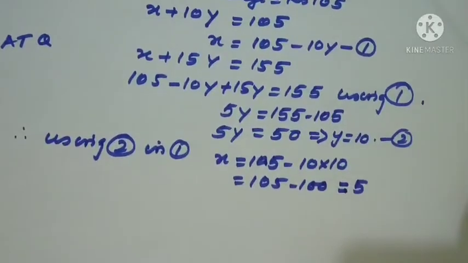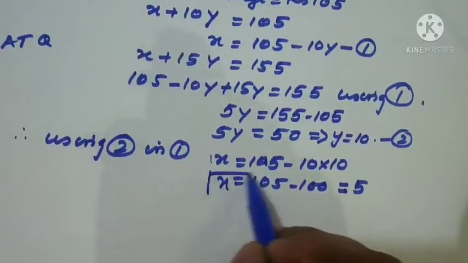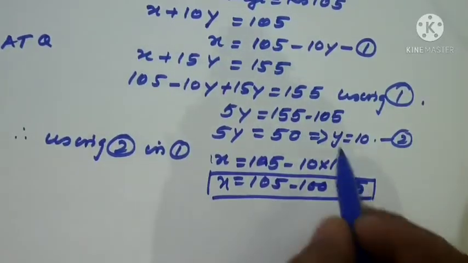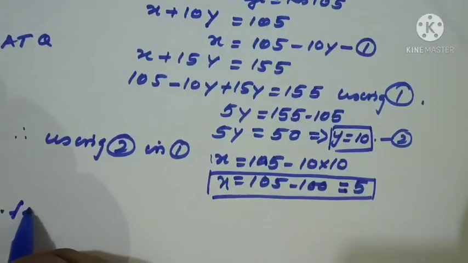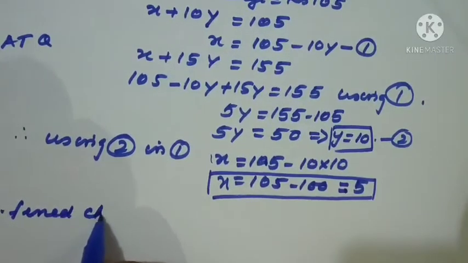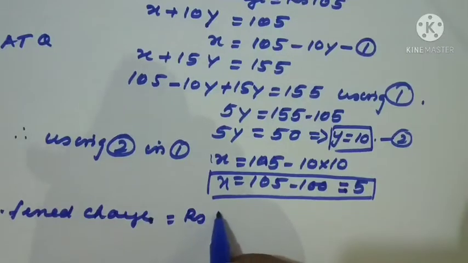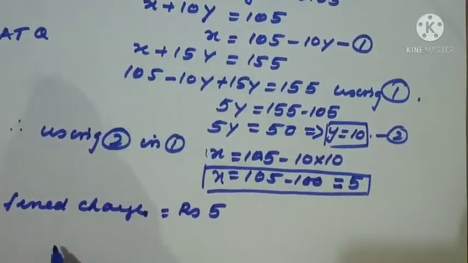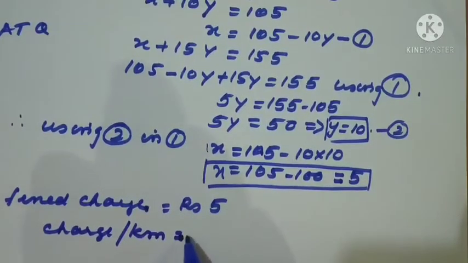So what is the meaning of x? We got x equal to 5, right? And y equal to 10. That means the fixed charge is equal to rupees 5, and the charge per kilometer is equal to rupees 10.